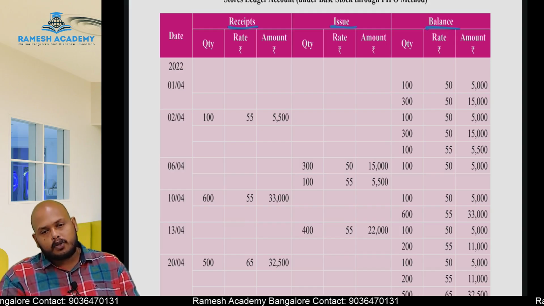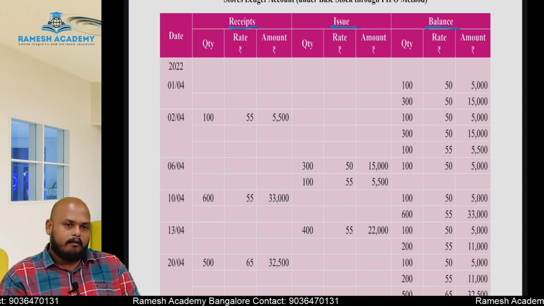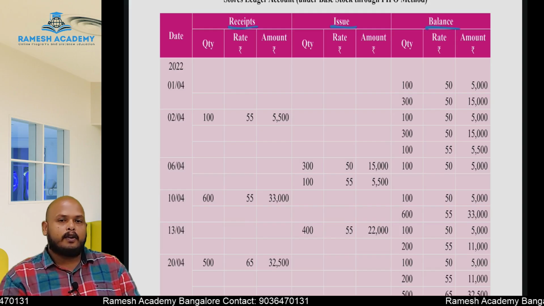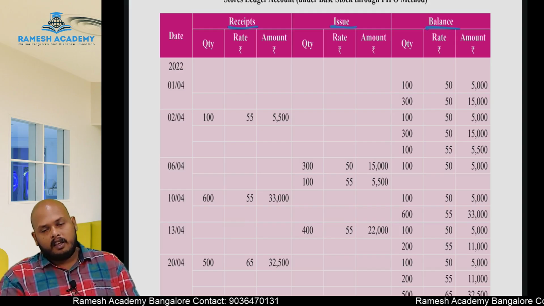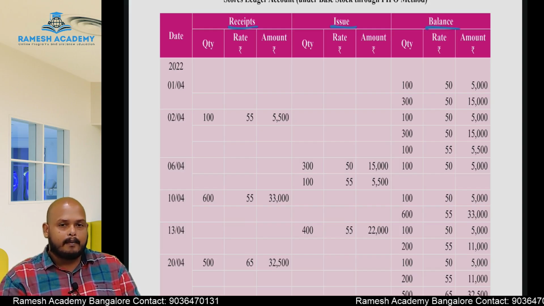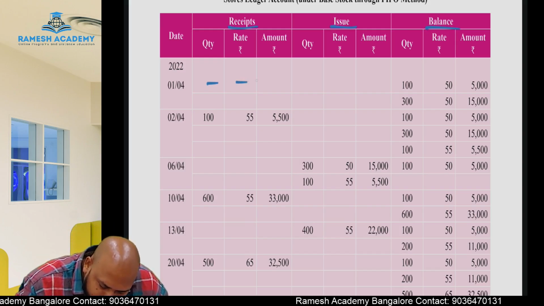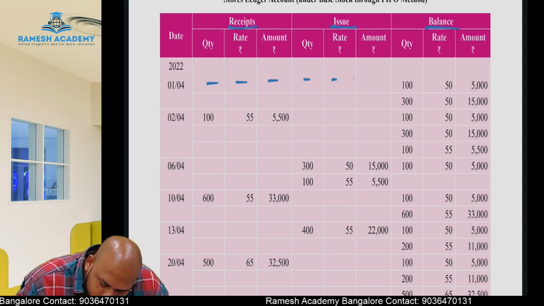Sir, in the previous question you wrote it in the receipt, no, sir? Yes. Why? Because it was a purchase. That is the reason I wrote it in the receipt column first. If it is an opening balance, then I will not write it in the receipt column. Directly I will write it in the balance column. So the receipt column is nil, and the issue column is also nil.